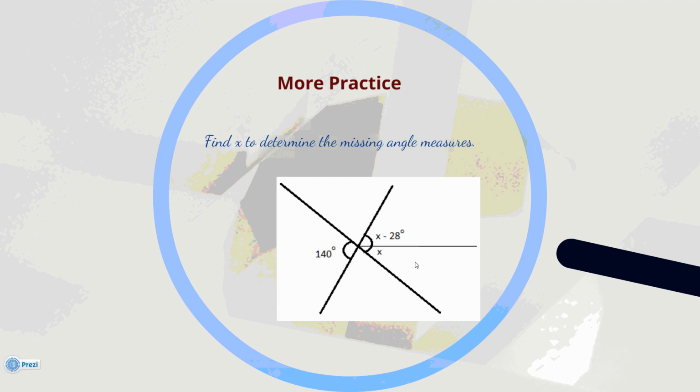140. So if we set up our equation as x minus 28 plus x equals 140, then we get 2x minus 28 equals 140, 2x is equal to 168, therefore x is equal to 84. So the missing angles are 84 degrees here and 56 degrees here. When we check this, it sums to 140 degrees and is congruent with its vertical angle pair.